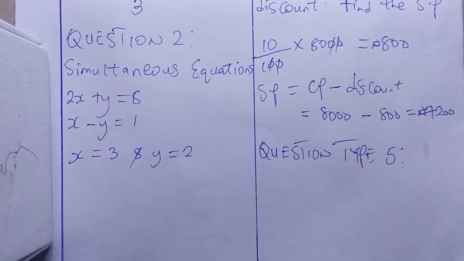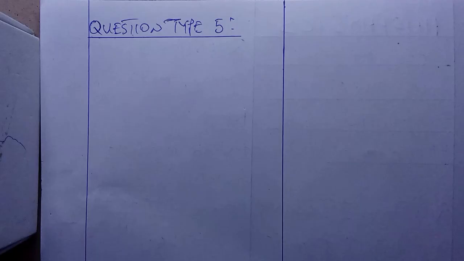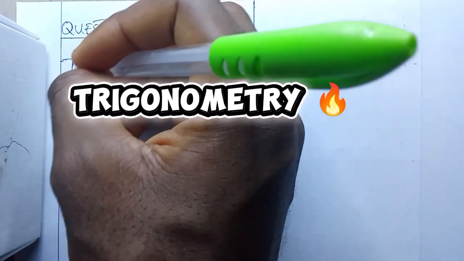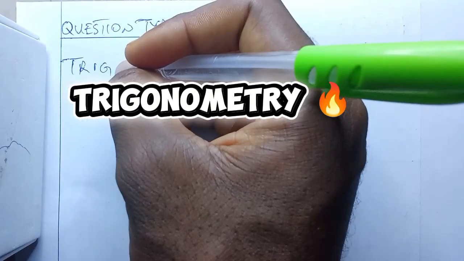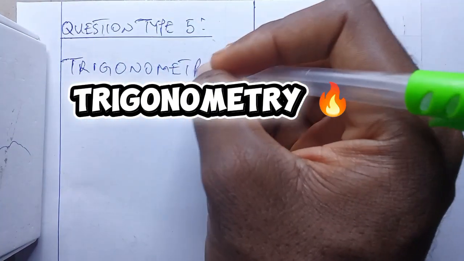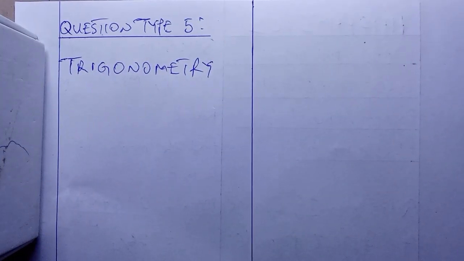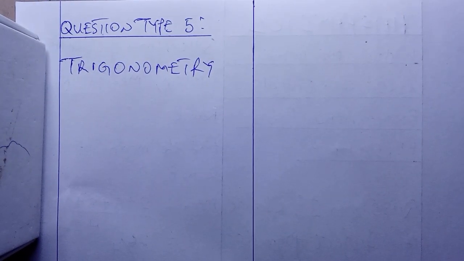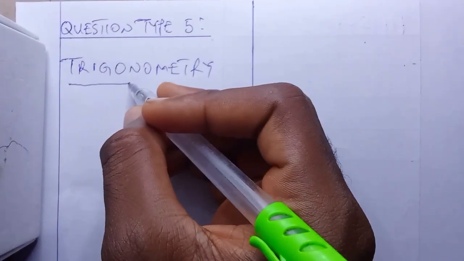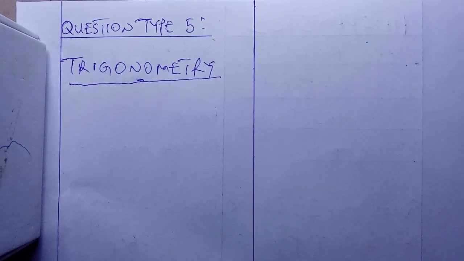Question type 5 is a very, very important one, and this is actually my best: trigonometry. Students fear trigonometry, and I wonder why. This is one of the best topics in mathematics. And unfortunately, WAEC loves it.